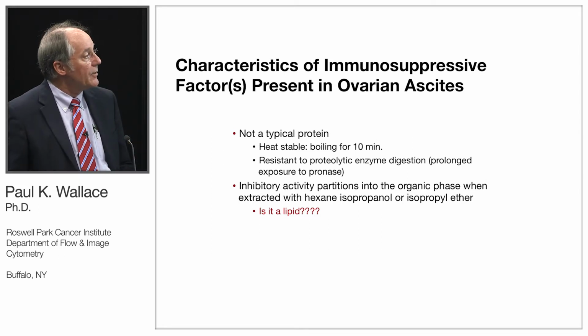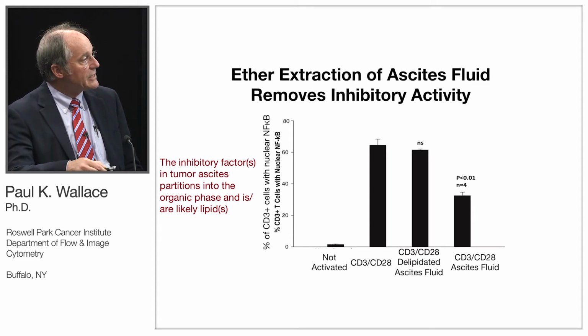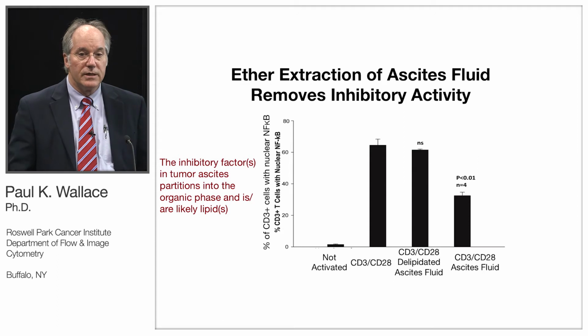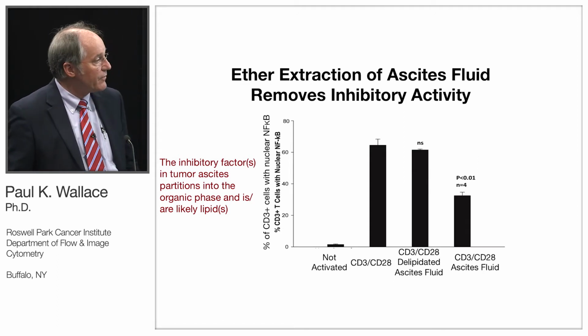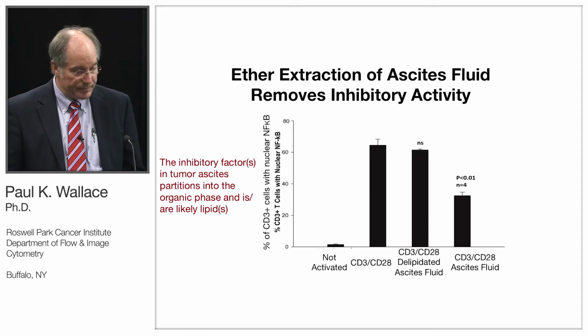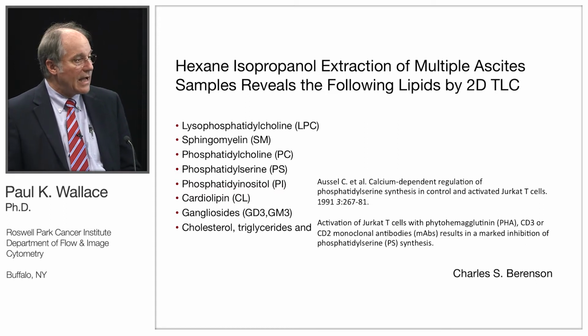So we basically took a delipidated prep and incubated these with the anti-CD3, CD28. What you can see is that if it's unactivated, we're here. The CD3 is here. If we just add in the ascites, we get a partial inhibition. But if we delipidate it, then that activation is returned to normal. So it does appear to be in the lipid fraction. So the inhibitory factor in the tumor ascites partitions into the organic phase and is likely some form of a lipid.